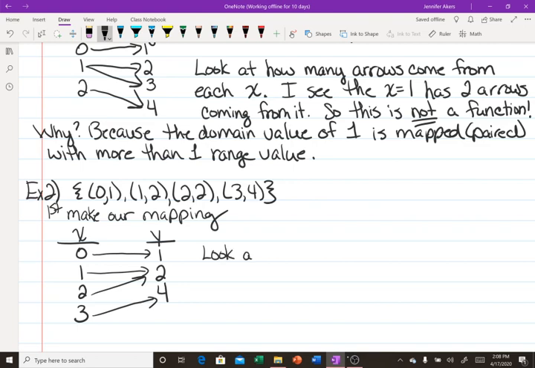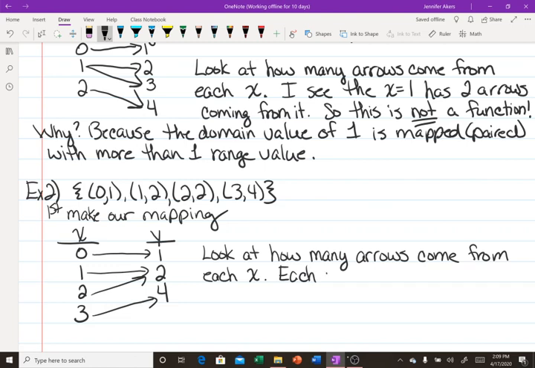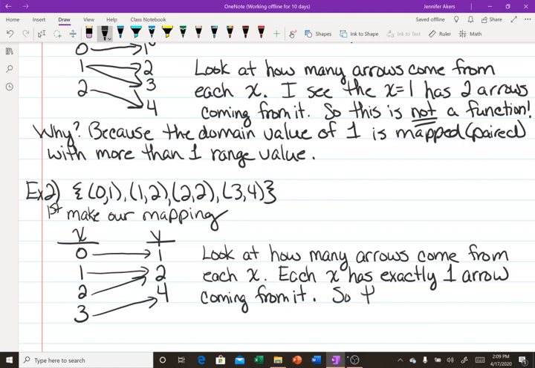Look at how many arrows come from each x. Each x has exactly one arrow coming from it. So this is a function.